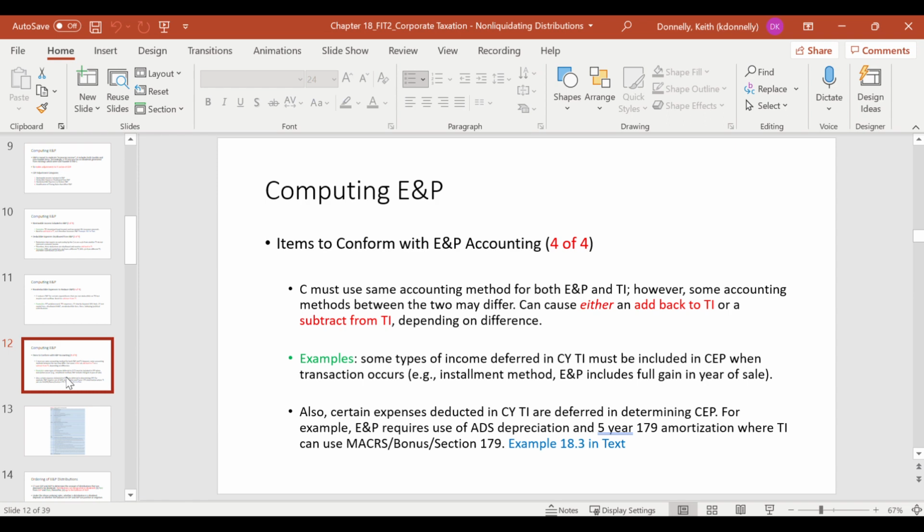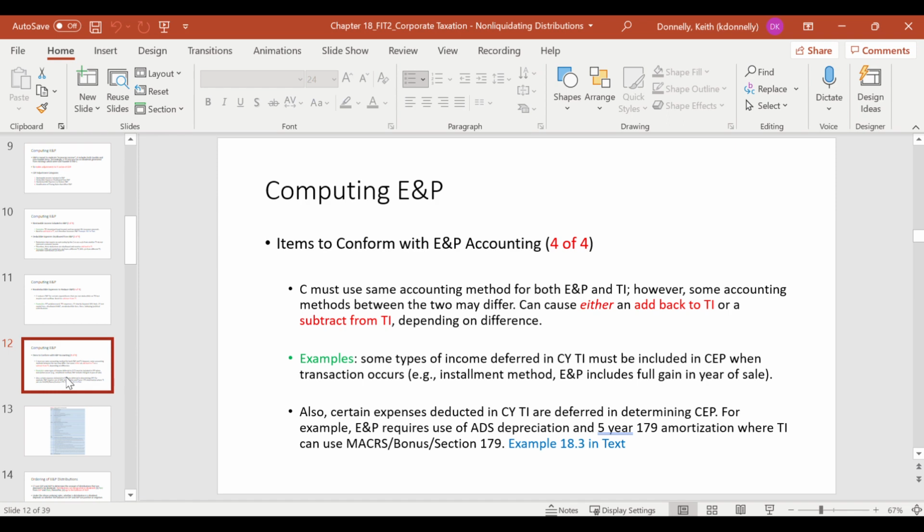The fourth item here. So these are kind of specific add backs or subtractions in light of different accounting methods. So as I have here, corporations must use the same accounting method for both E&P and taxable income. However, some methods can differ between the two, and this can cause either an add back or a subtraction from taxable income, depending on the difference. So some of the examples here, types of income deferred in the current year would have to be included in current E&P when the transaction occurs.